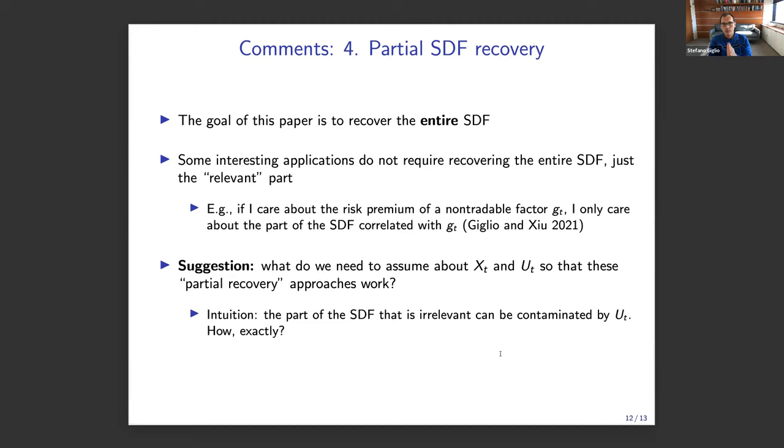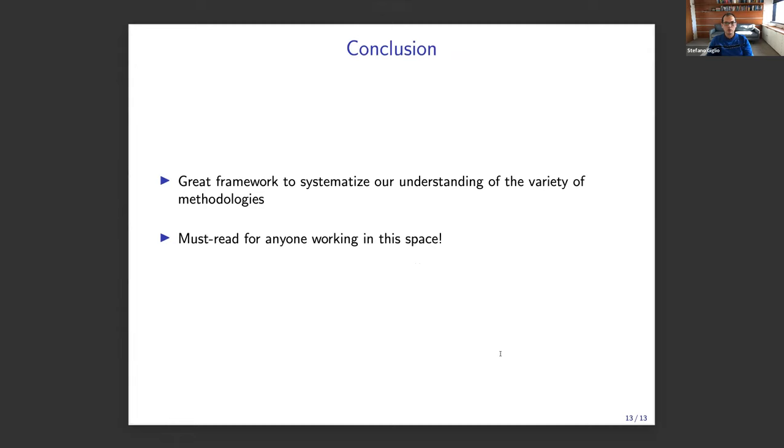All right, I know I went a little fast, but I'm right on time. I think it's a great framework to systematize our understanding of all these different methods. I think it's very useful for people to really think about what they should be doing in practice. And I think it's a must read for anybody that works in this space. Thank you for asking me to discuss the paper.